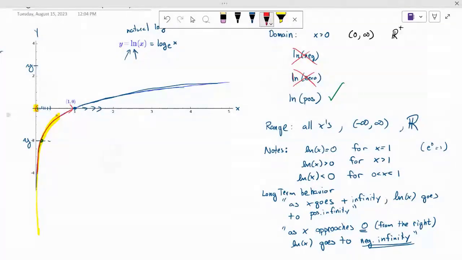If we look at points on the graph, you see that the x-coordinate is getting close to 0, and the corresponding y-coordinate on the graph is getting more and more negative, right? So we say that as x approaches 0 on the right, the y values for your log function go off to negative infinity.